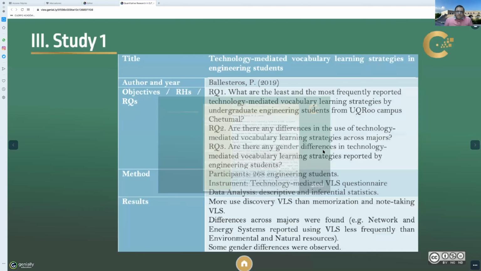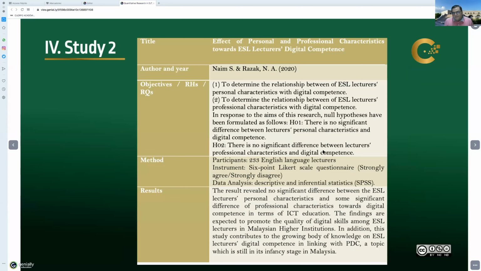Study two, it's a very recent one, 2020, of course.